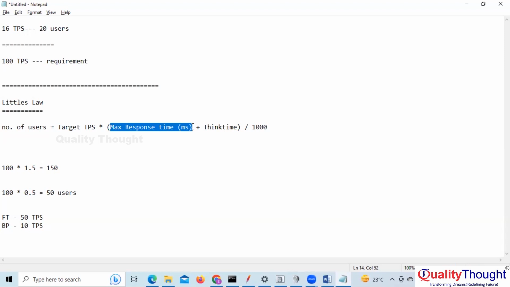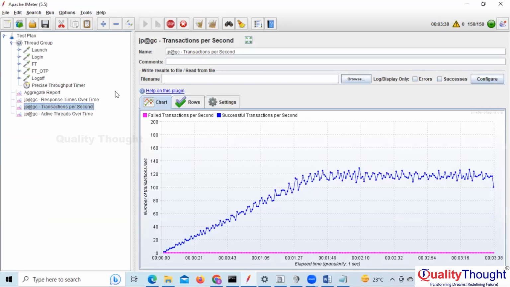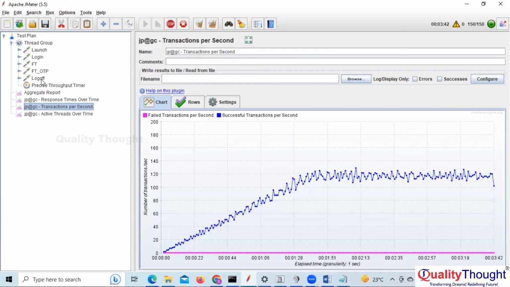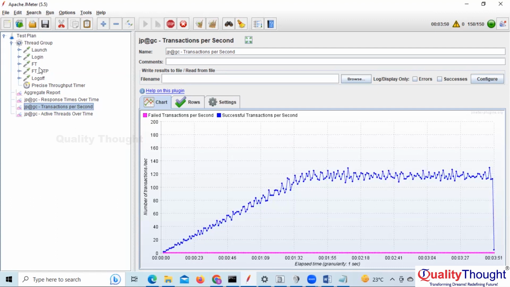Okay, but how did it achieve, in our case, when we considered only 1.5? No, here I am taking the total. My target is to achieve 100 TPS for overall, for all the transactions. I don't want to achieve 100 TPS for only fund transfer, I want to achieve 100 TPS for overall transactions. That means for one transaction, I want to achieve how much?